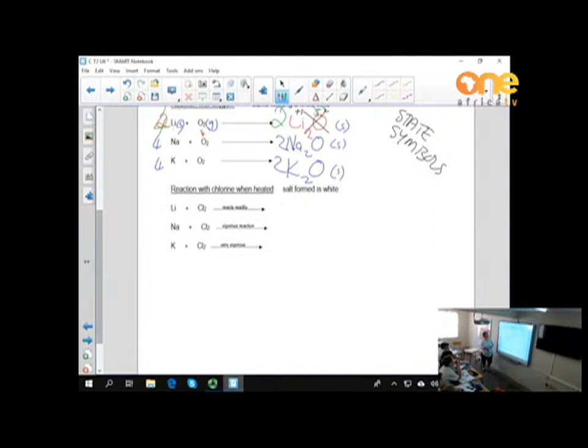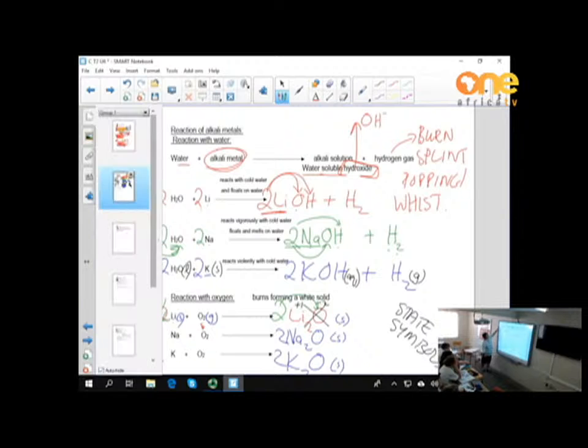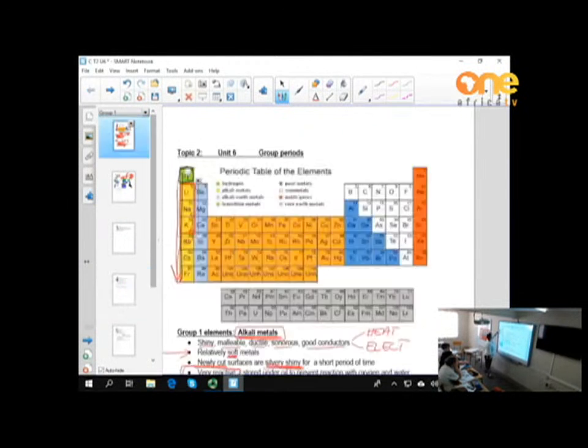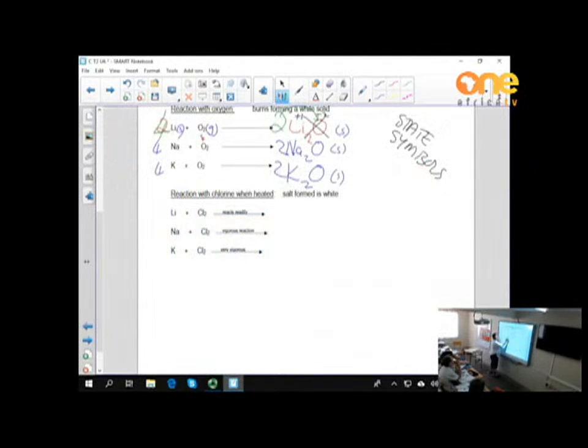Now we are going to have a look at the reaction of these metals with chlorine. I just want to go back to the periodic table. Where does chlorine lie? When heated. What does that tell us? Does it want to react very easily? No, we have to help it along. All right. So when lithium reacts with chlorine, we are going to get lithium chloride.